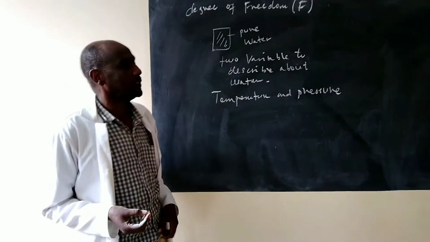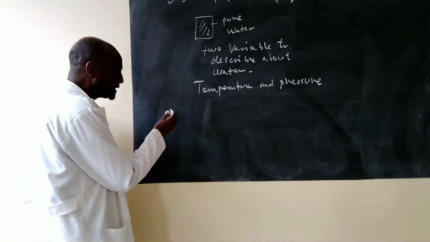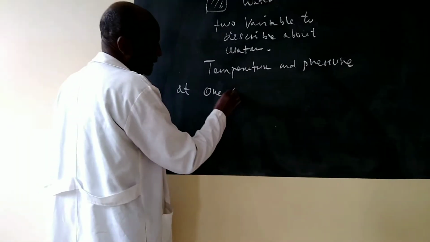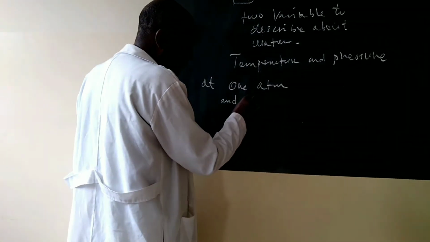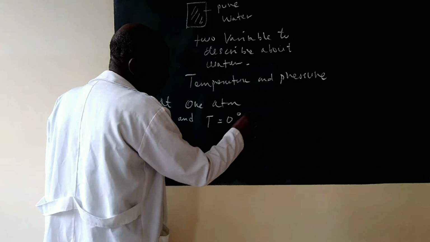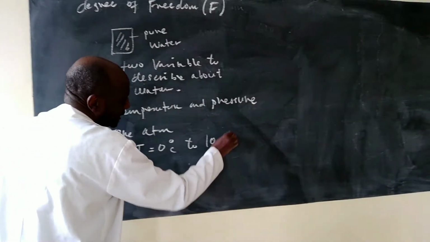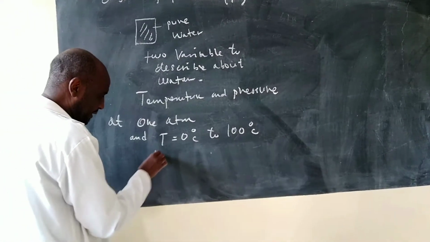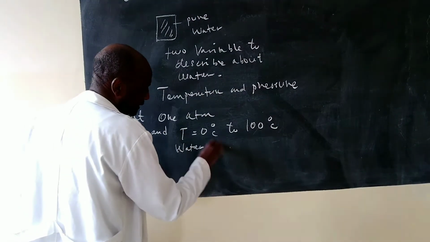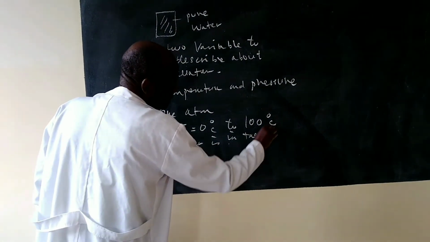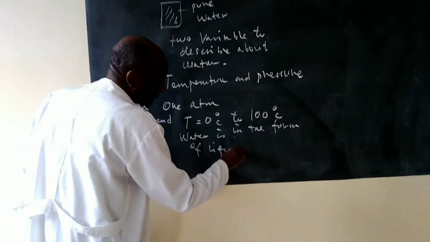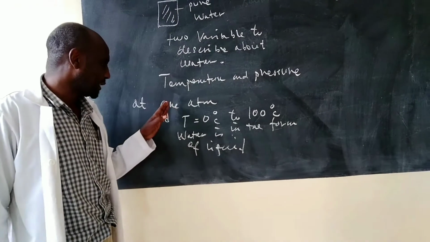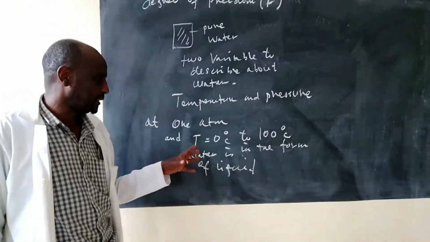That's what we call degree of freedom. For example, at 1 atm and temperature from 0 degrees Celsius to 100 degrees Celsius, the water is in the form of liquid. Now we have to know both temperature and pressure to say the water is liquid.